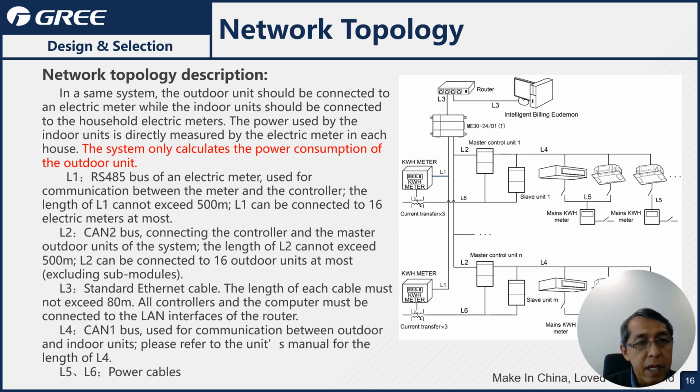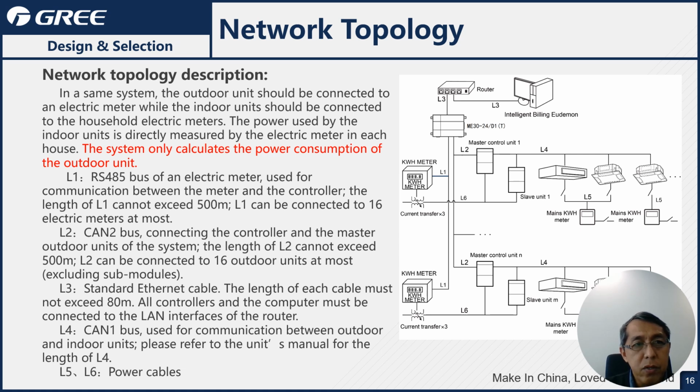Line 1 uses the RS485 bus of an electric meter, used for communication between the meter and the controller. The length of line 1 cannot exceed 500 meters. Line 1 can be connected to 16 electric meters at most.